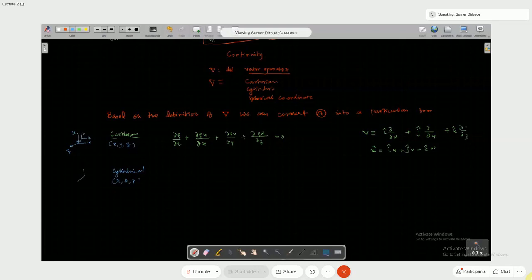In the cylindrical coordinate system, you have R, then theta, and then Z. You don't have x and y, but you represent the point with respect to R, theta, and Z. If you know the relationship between x, y, z and R, theta, Z, then you can proceed. x is equal to R cos theta, y is equal to R sine theta, and z is transforming as Z, so z is equal to Z.